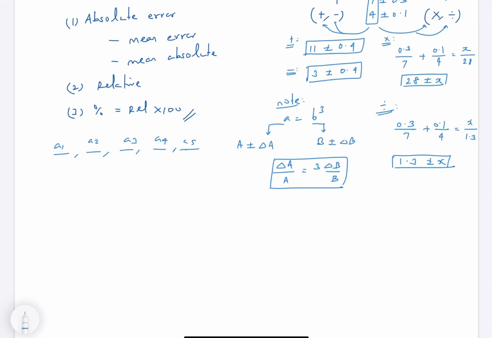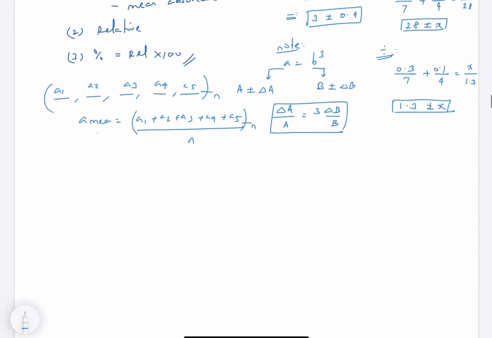So what you do is you come stepwise. First, you do the absolute error part. Mean error. What do you mean by mean? Just take the average. So a mean is nothing but A1 plus A2 plus A3 plus A4 plus A5 divided by the number of items you have. Let's keep the number as n so that it will be simple. So you have till n terms, divided by n. This is the mean value, A mean.